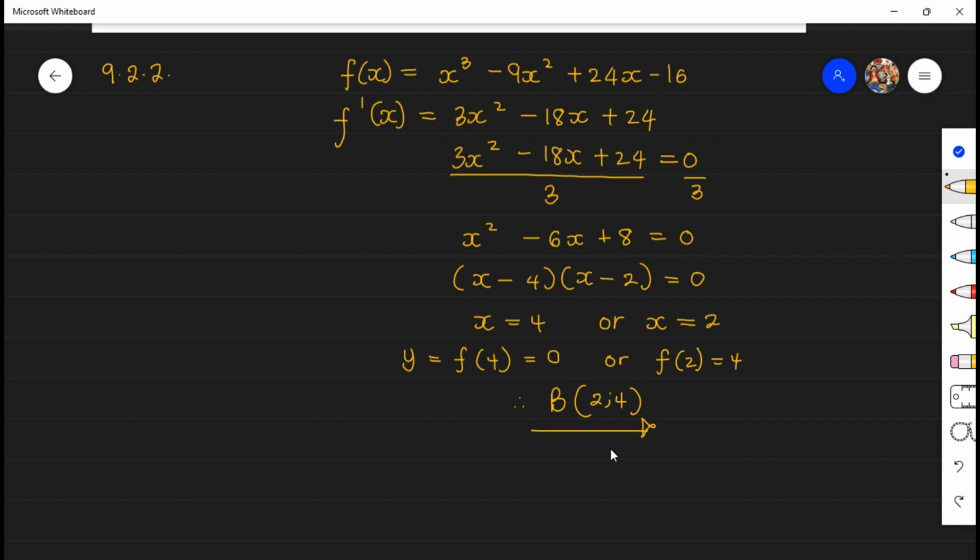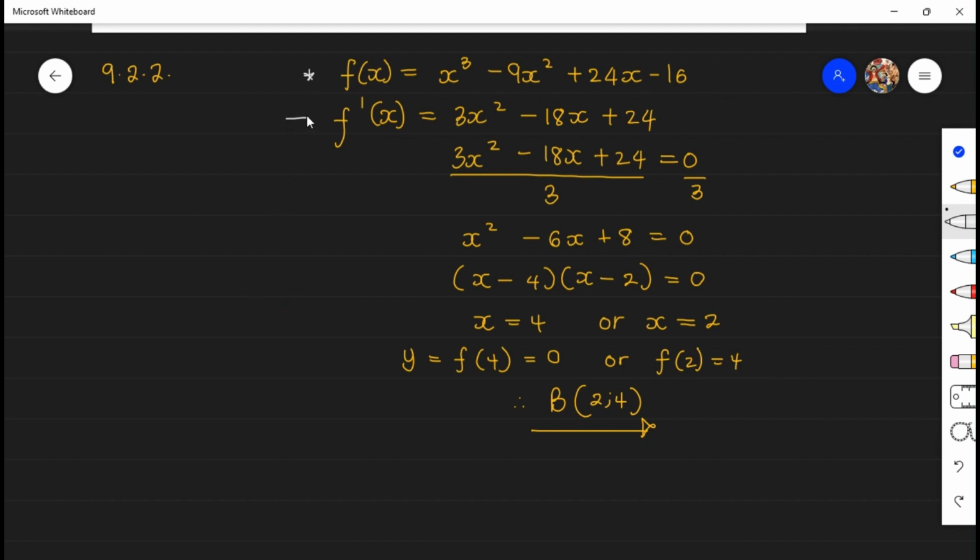So to repeat once more, how do we find a stationary point? We do that by deriving the equation once, equating it to 0, then solving for x. That gives us the x values of the stationary point. From there, we can take the x values and substitute it back into the original function, being this one. That will give us the y value.